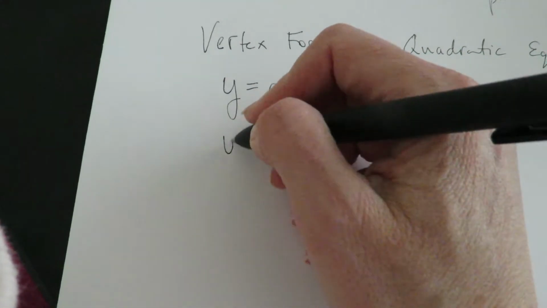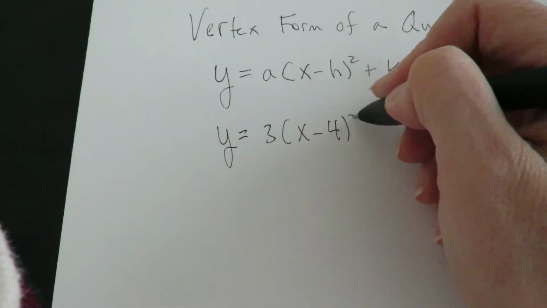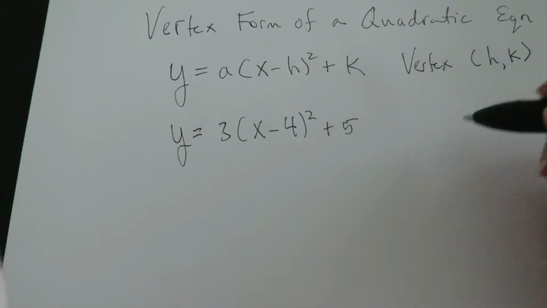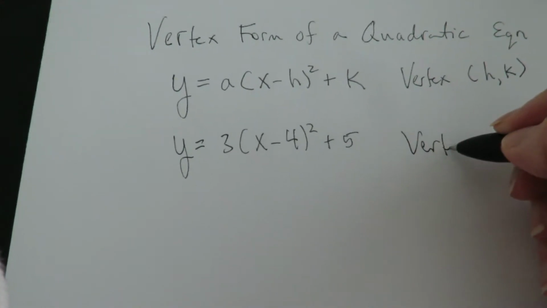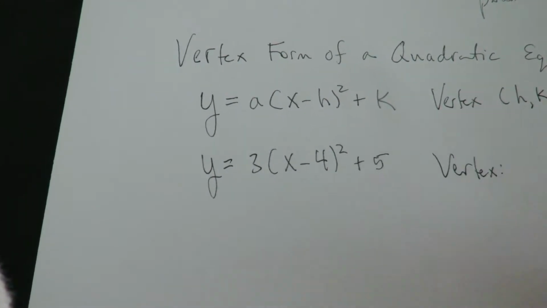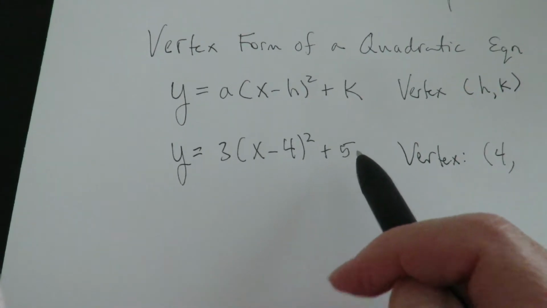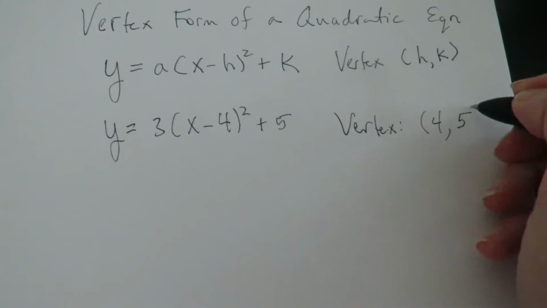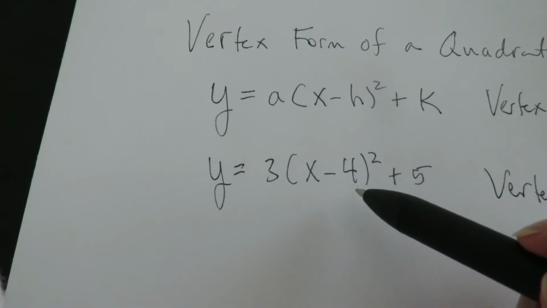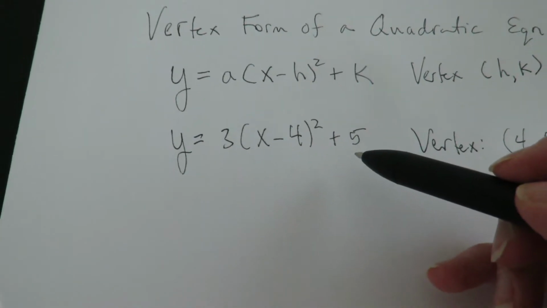Let me give you a specific example. Here's a specific example. The vertex of this is going to be the opposite of this. Since this is -4, it's +4. And since this is +5, it's +5. So the vertex is at (4, 5). I'm going to say that again. It's the opposite sign of the inside, the same sign as the outside.